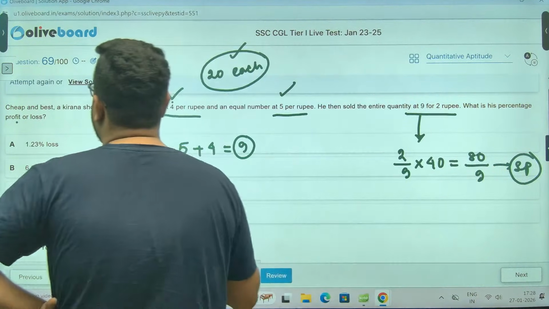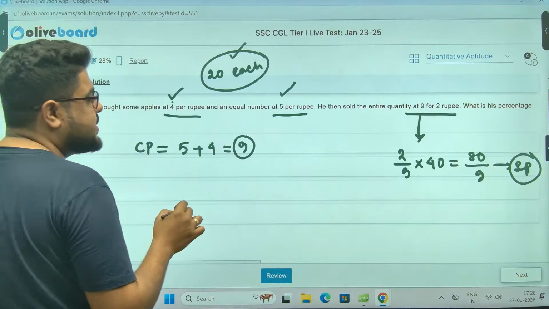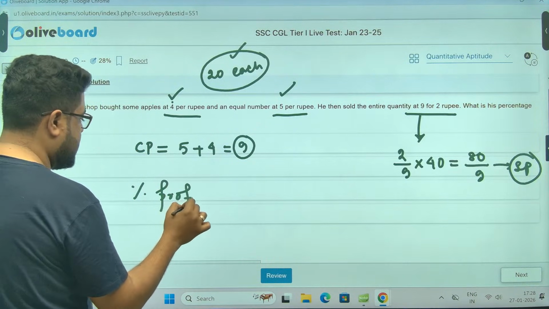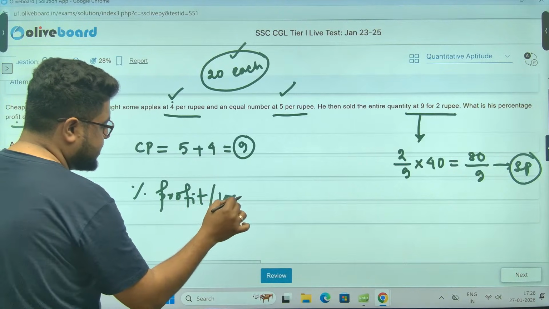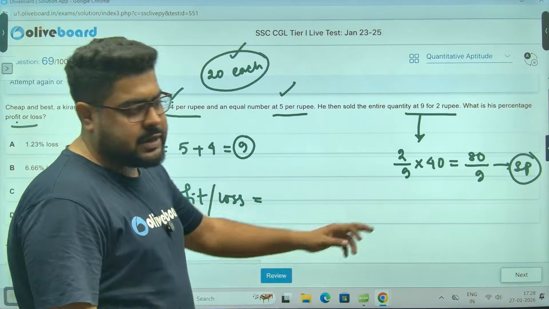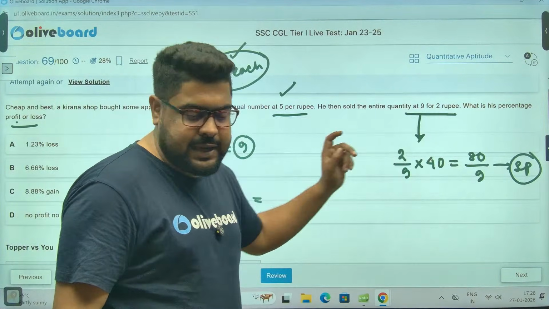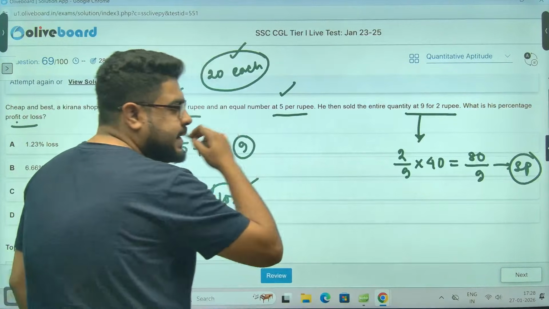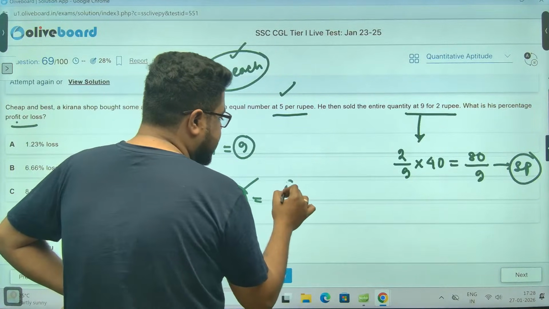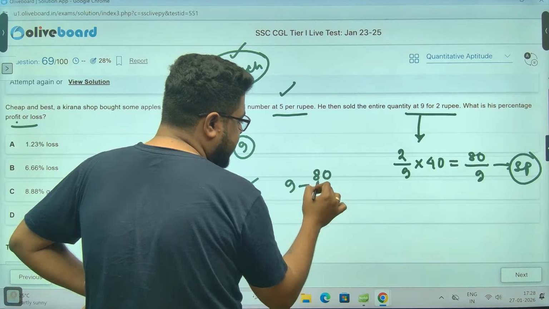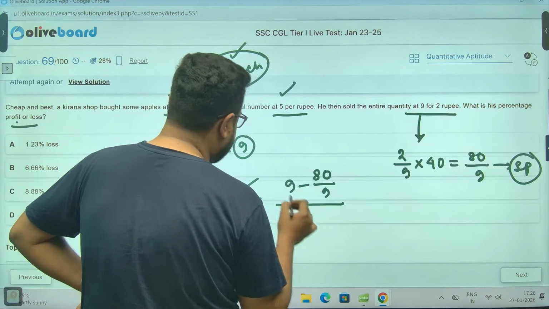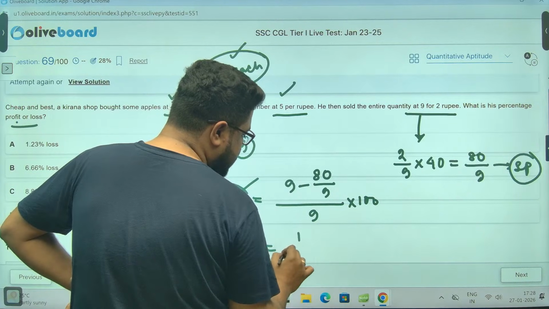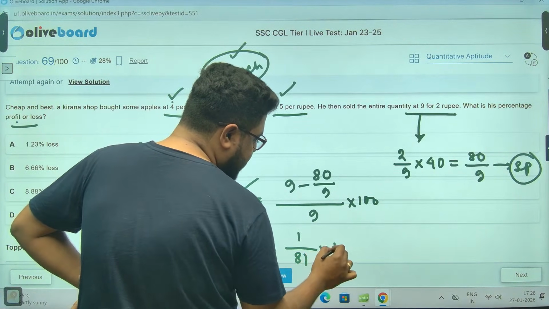CP I got, SP I got, percentage profit or loss. Sir, you just calculate. Sir, definitely SP is less. In this case, we will have a loss. 80 by 9 is less than 9 actually. So in that case, let's do this: 80 by 9 divided by CP, which is 9, into 100. If you calculate, this is 1 by 9, nines are 81, into 100.